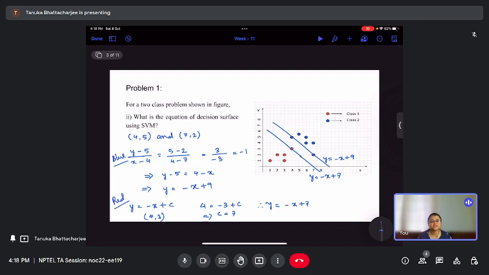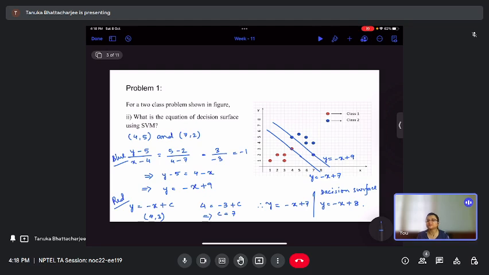Okay. So, these are the two boundaries. Support vectors from the two classes are lying on these two lines. Now, you will have to find the straight line which is parallel to these two lines and equidistant from these two lines. That will be your equation of the decision surface. So, you can easily see that the decision surface will be parallel. So, the slope will be the same and it will be equidistant from both. So, it will be midway. So, the equation will be y equal to minus x plus 8.